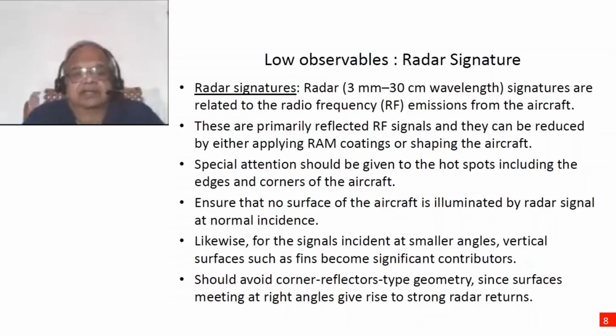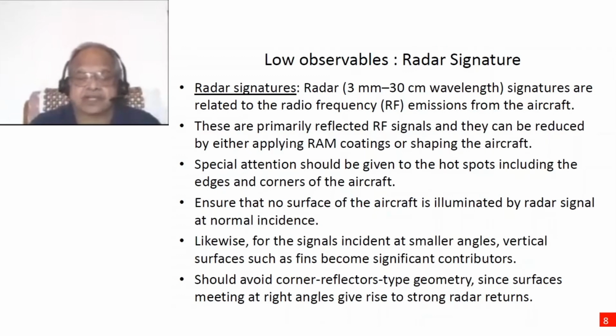Similar to that, signals incident at smaller angles, vertical surfaces, just fins, become significant contributors. So, if you see some of the modern aircraft, if they have two vertical tails, they are canted, meaning they are not parallel to each other, they are at an angle to each other, just to ensure that whatever radar wave comes from the side is not reflected back. You should, of course, avoid corner reflector type geometry, since surfaces meeting at right angles give rise to strong radar return. So these are all the basic principles which have to be followed. And how they are implemented in actual aircraft design is, of course, another thing altogether.